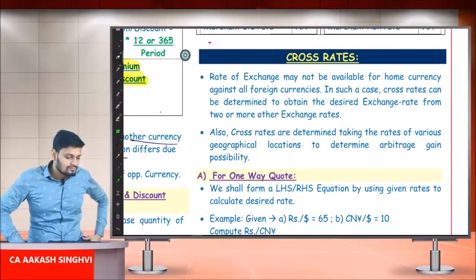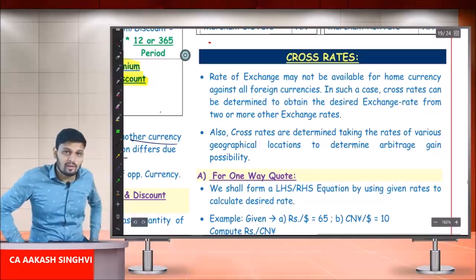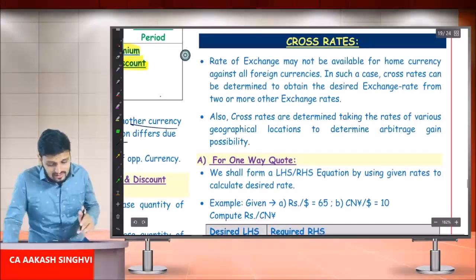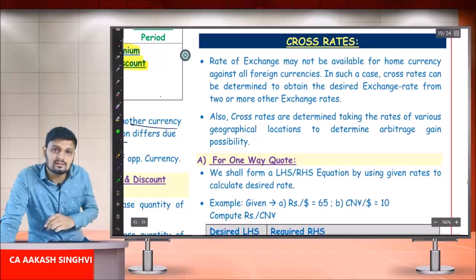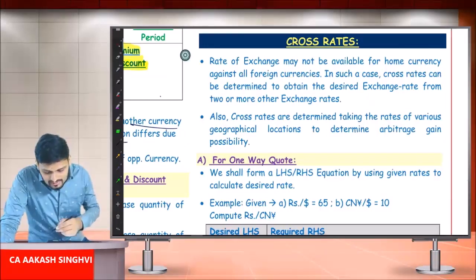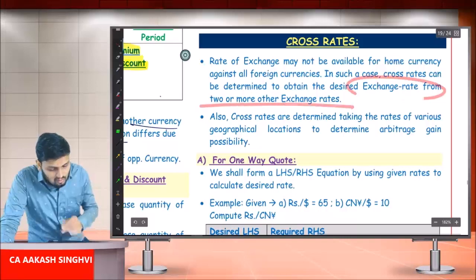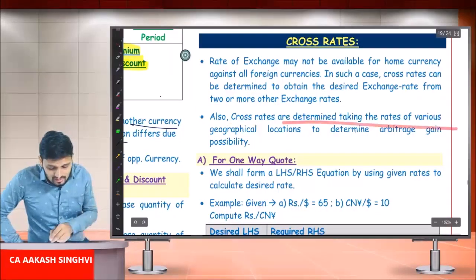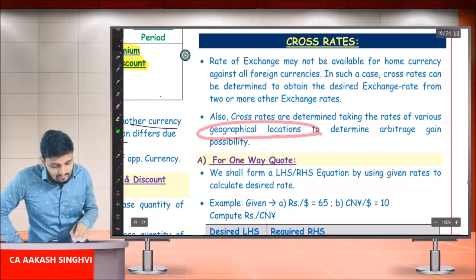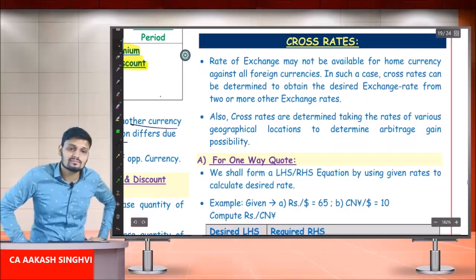Okay, now let's go for cross rates. Let's try to understand what cross rates are, and after that I will be giving you a break. So cross rates: the rate of exchange may not be available for home currency against all foreign currencies. In such cases, cross rates can be determined to obtain the desired exchange rate from two or more other exchange rates. Also, cross rates are determined taking the rates of various geographical locations to determine arbitrage gain possibility.